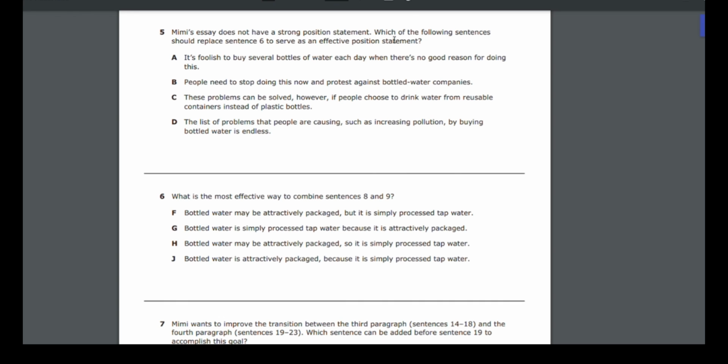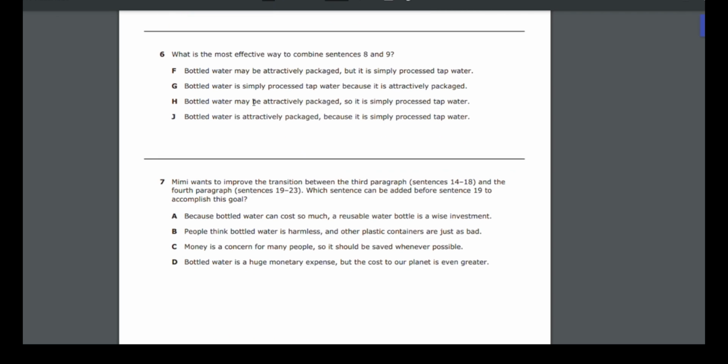This one is, which of the following sentences should replace 6? Serve as an effective position statement. This part right here may confuse them, but all they need to know is which one of these can fit in place of sentence 6 and just sound better. They don't need to understand the full definition of an effective position statement. They just need to go, which one of these best replaces 6? Okay? Combining sentences, you want to make sure that there is a proper conjunction in there and which 2 work best together.